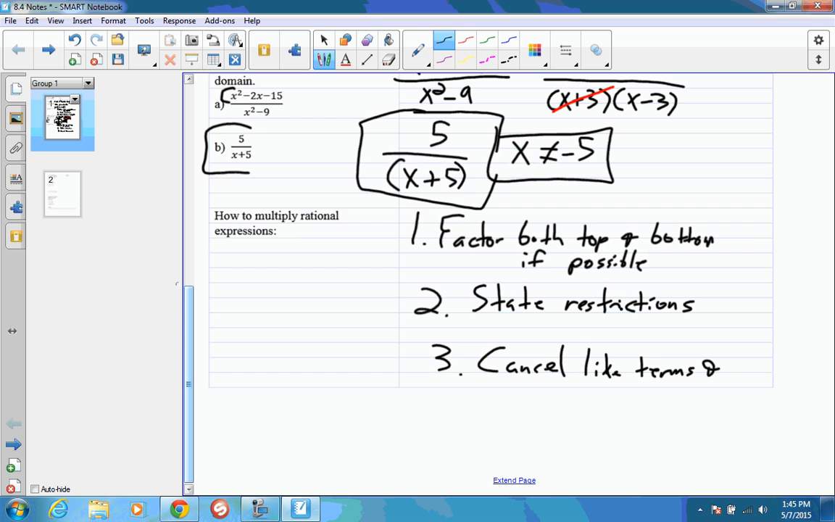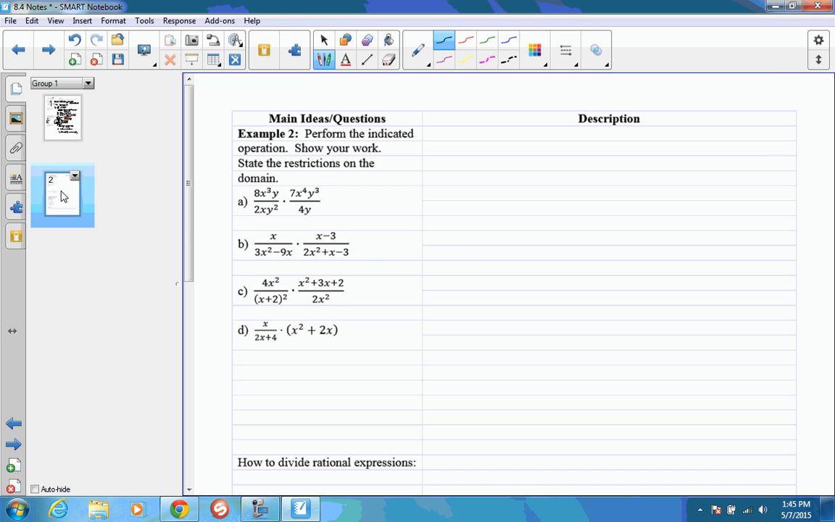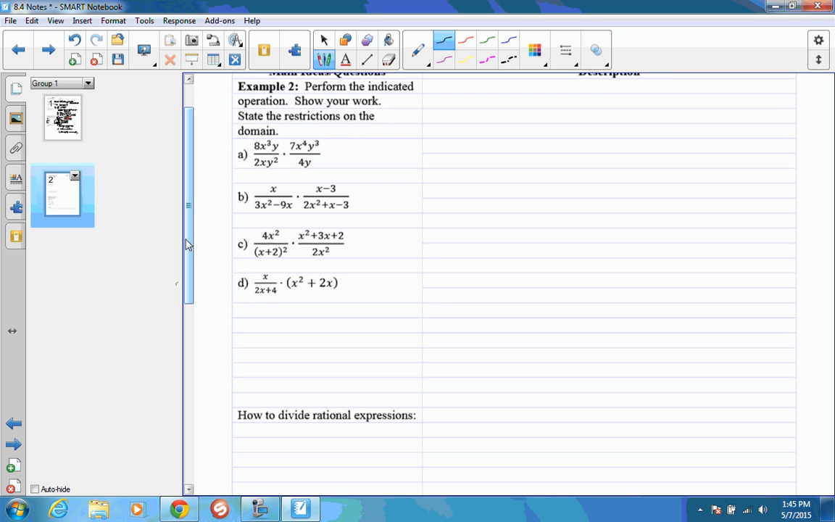Is it weird for dividing? No. It's just slightly different. Because dividing will be different. Perform the indicated operation.